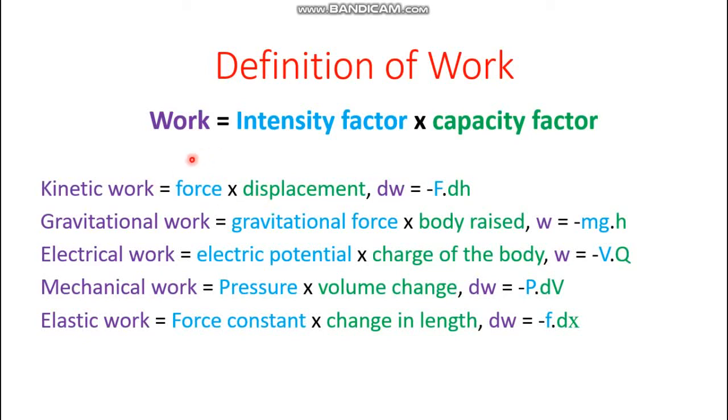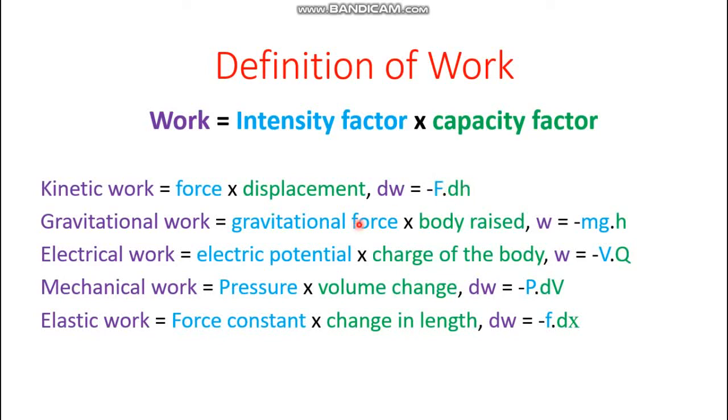So the work, what is the type of work? If it is kinetic work, then the intensity factor is force, and the capacity factor is displacement. And what is the mathematical form? It is minus F into dH. Minus F, why is the minus sign? Because it is working against the direction of work. So this is the intensity factor and dH is the capacity factor. This is the movement of the object.